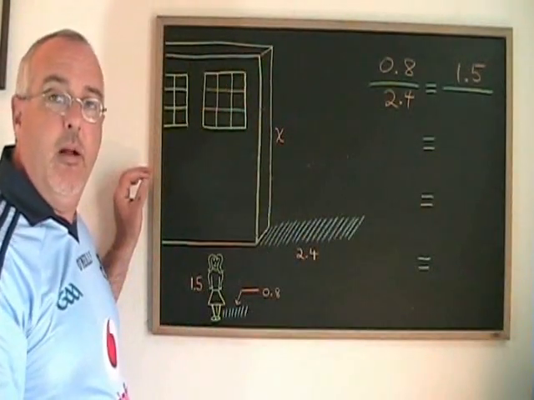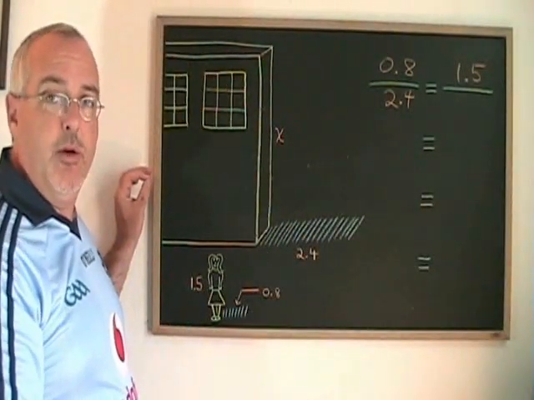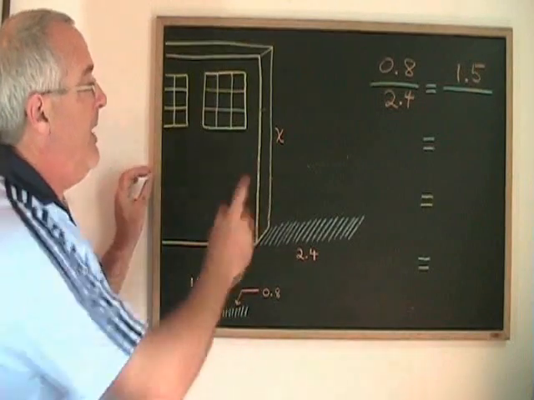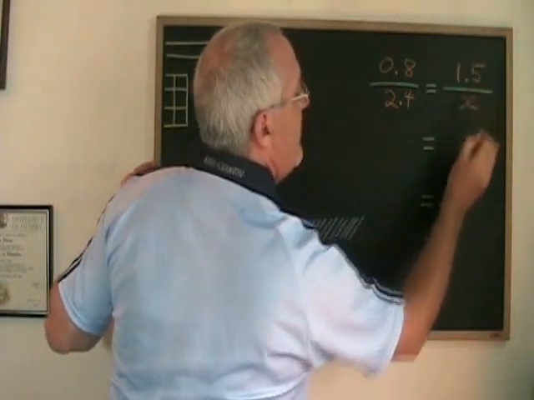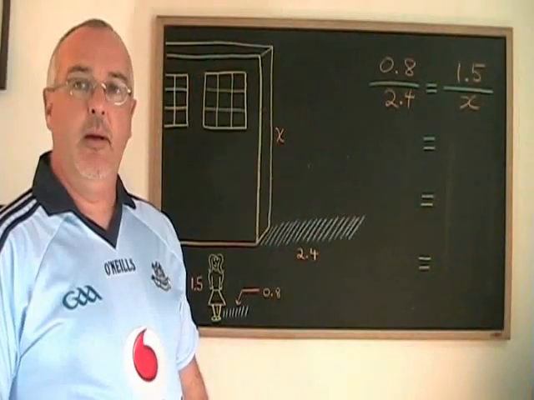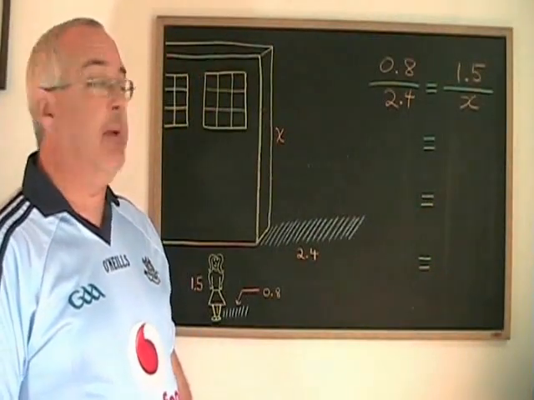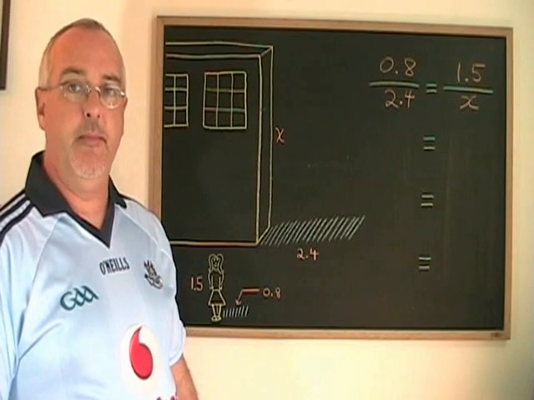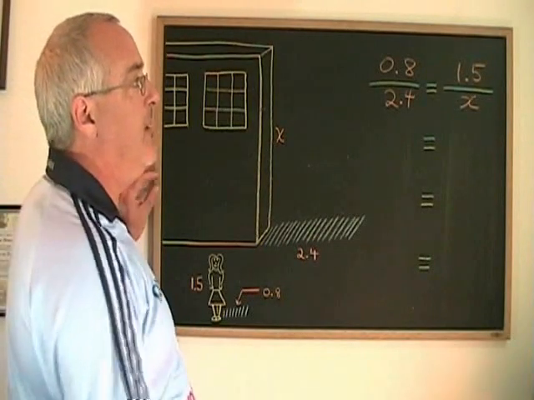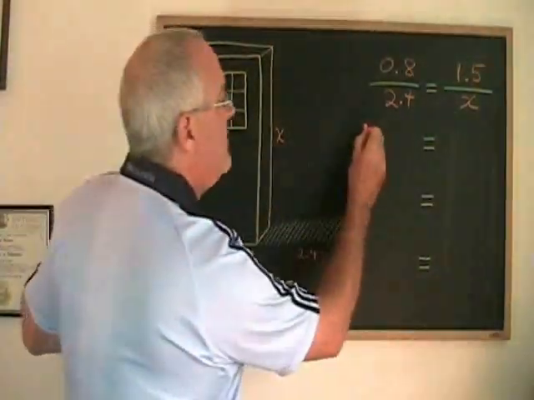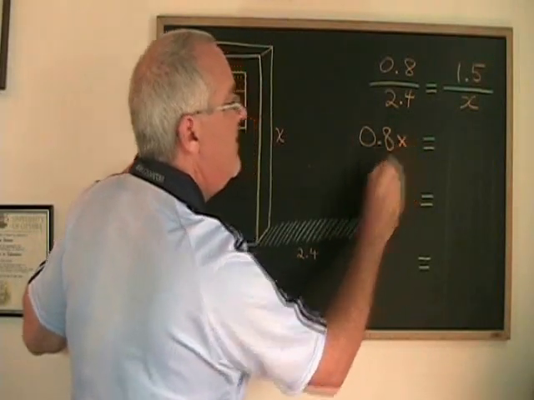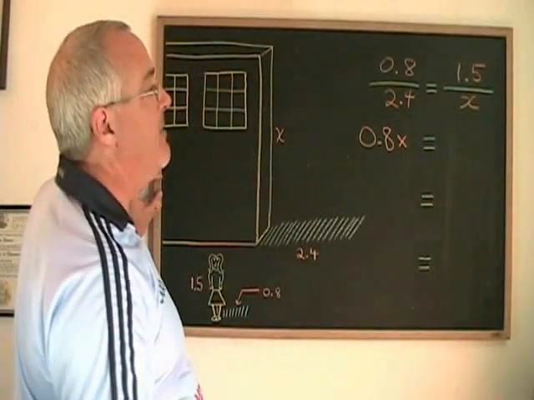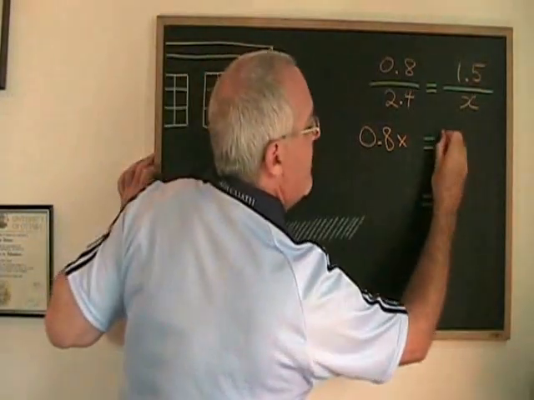This is the method that I always use to solve direct proportions. The x goes in the last remaining spot. Now we use cross multiplication to solve the proportion. The top times bottom gives me 0.8 times x. And bottom times top gives me 2.4 times 1.5.